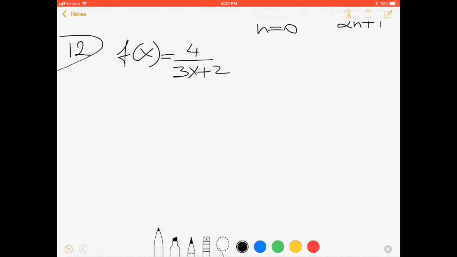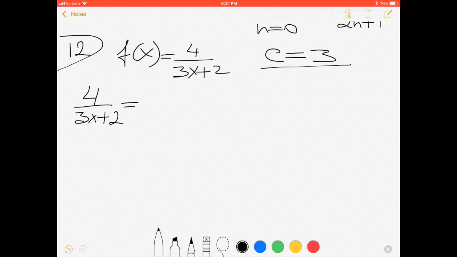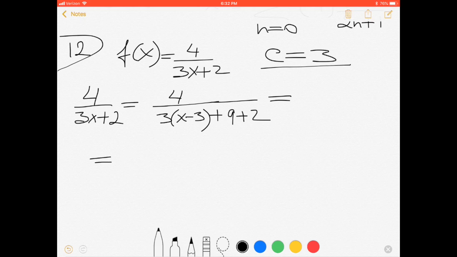Prepare our function. What do we have? 4 over 3x plus 2. Here, the center equals 3. This means first I write 3x minus 3, but that means I subtracted 9, so I need to add 9, and I have plus 2 here. Continue. What do we have? 4 over 11 plus 3 times (x minus 3).